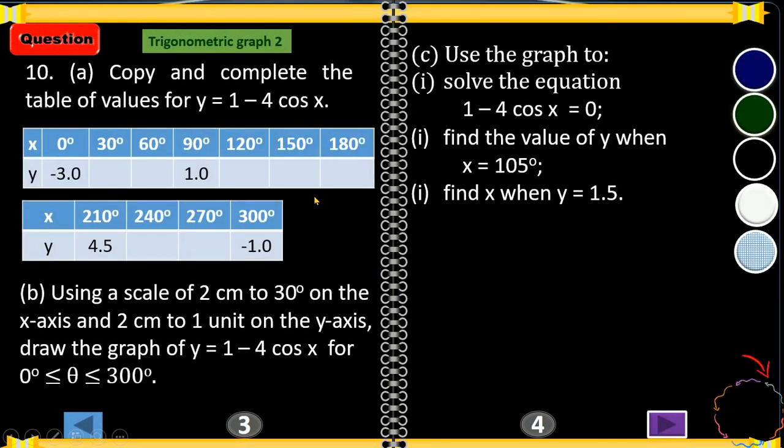Copy and complete the table of values for y is equal to 1 minus 4 cos x. B, using a scale of 2 cm to 30 degrees on the x-axis and 2 cm to 1 unit on the y-axis, draw the graph of y is equal to 1 minus 4 cos x, for x varies from 0 to 300 degrees. C, use the graph to 1, solve the equation 1 minus 4 cos x is equal to 0. 2, find the value of y when x is equal to 105 degrees. 3, find x when y is equal to 1.5.